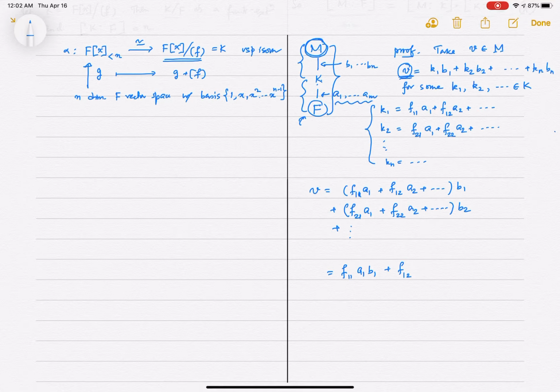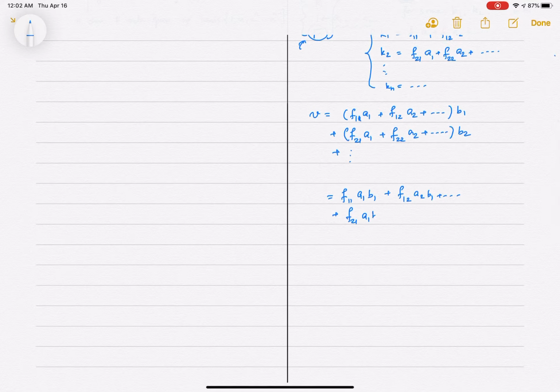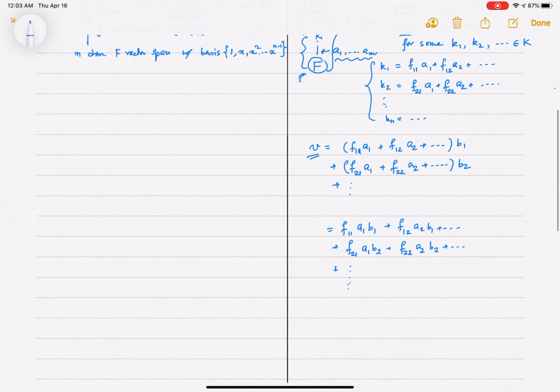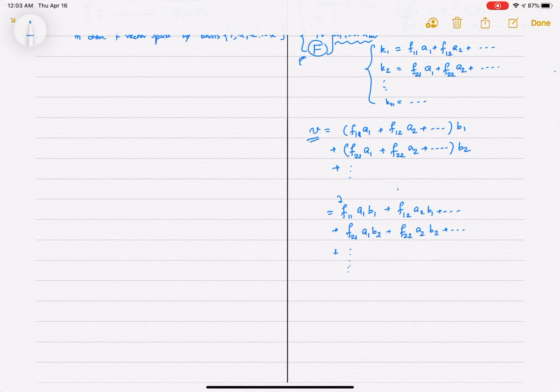Plus F12 A2 B1 plus dot dot dot plus F21 A1 B2 plus F22 A2 B2 plus dot dot dot plus dot dot dot. And what have you done? You have written V as a linear combination of exactly these guys with coefficients in F.